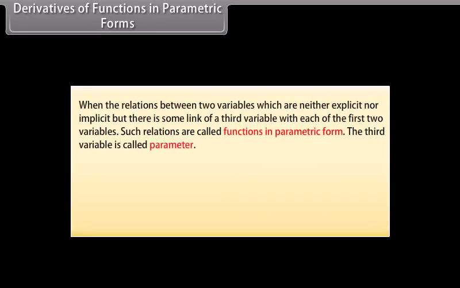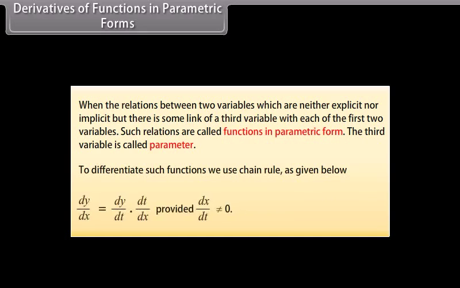Derivatives of functions in parametric forms. When the relation between two variables is neither explicit nor implicit, but there is some link of a third variable with each of the first two variables, such relations are called functions in parametric form. The third variable is called the parameter. To differentiate such functions, we use the chain rule as given below. dy by dx is equal to dy by dt into dt by dx, provided dx by dt is not equal to 0.